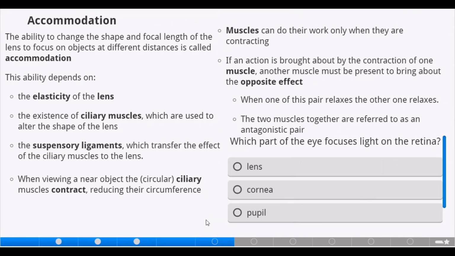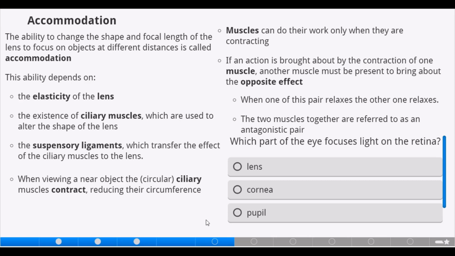So, talking about accommodation, when we're talking of sight, the ability to change the shape and focal length of the lens to focus on objects at different distances is what is called accommodation. This ability depends on the elasticity of the eye lens, the existence of ciliary muscles, which are used to alter the shape of the lens, and then the suspensory ligaments, which transfer the effects of the ciliary muscles to the lens. When viewing a near object, the circular or ciliary muscles contract, reducing their circumference.